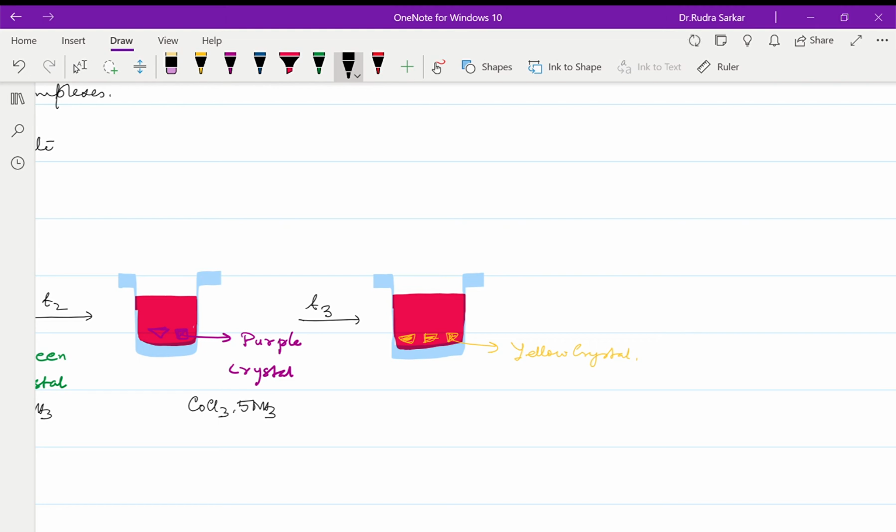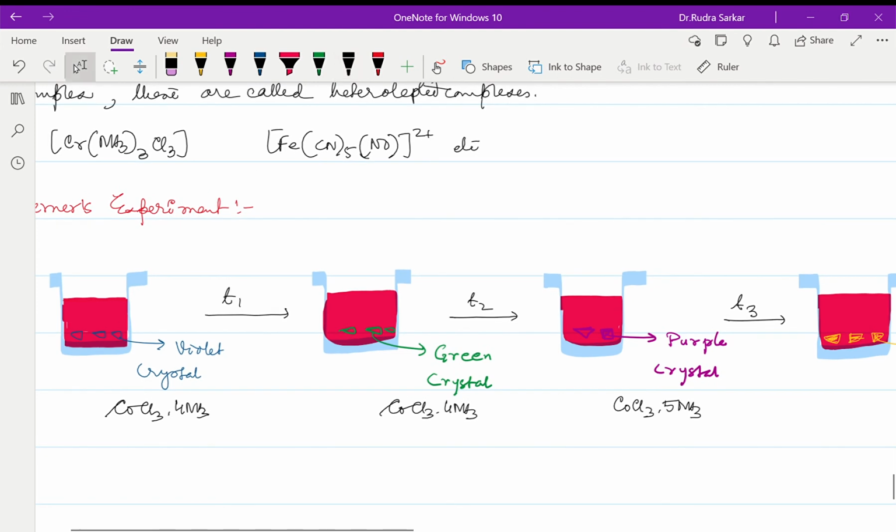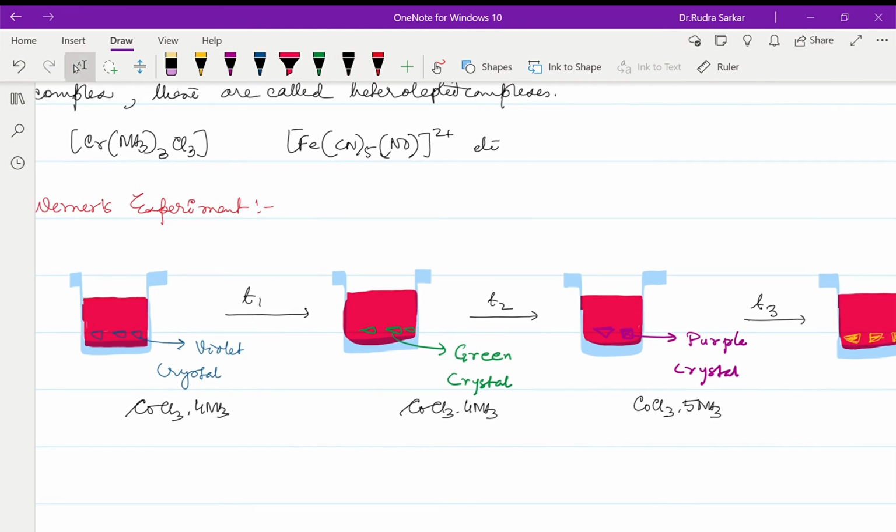the third bracket. But how this third bracket concept came, how this concept of secondary sphere and primary valency came, I'm explaining that. Wait. And this one he says COCl3·6NH3.